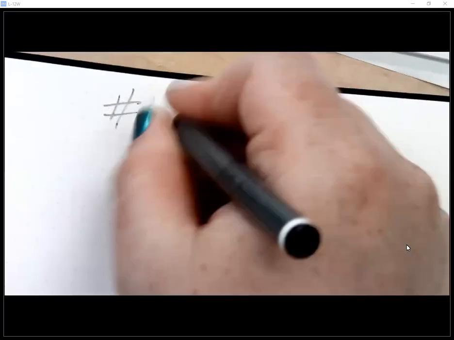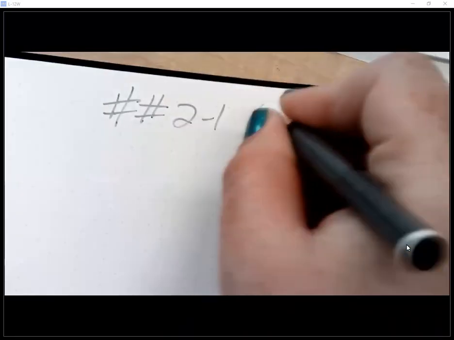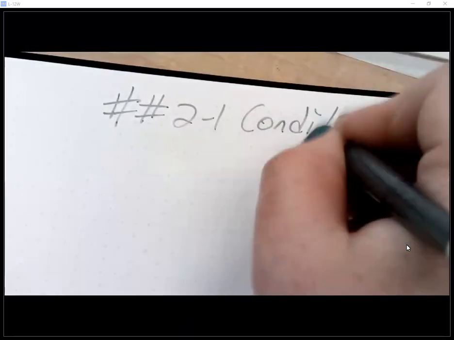Okay, so 2-1 is all about these things called conditional statements. All right. Get this lined up here. Okay, good. So 2-1, conditional statements.